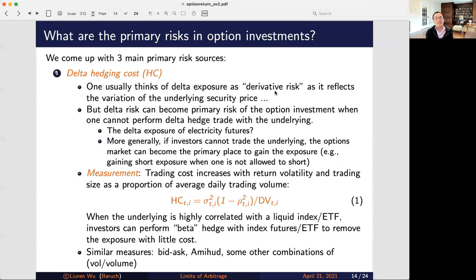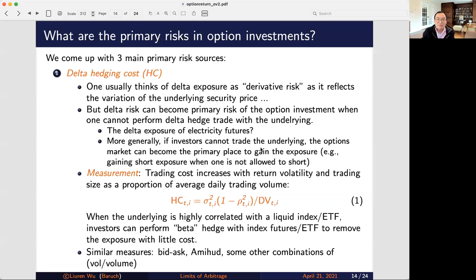In the extreme example, you can talk about electricity. Electricity today is not the same as electricity during December, right? So electricity is not that electricity, that issue. But even in general, even if you talk about the stock, when the market has short sale constraints on a stock, you cannot really gain short exposure on the stock using the stock market, but you can gain it in the options market. In that case, options trading becomes the primary source of gaining that exposure. And the delta hedging cost is a proxy for how much you can turn this option market into the primary market for trading the delta exposure.